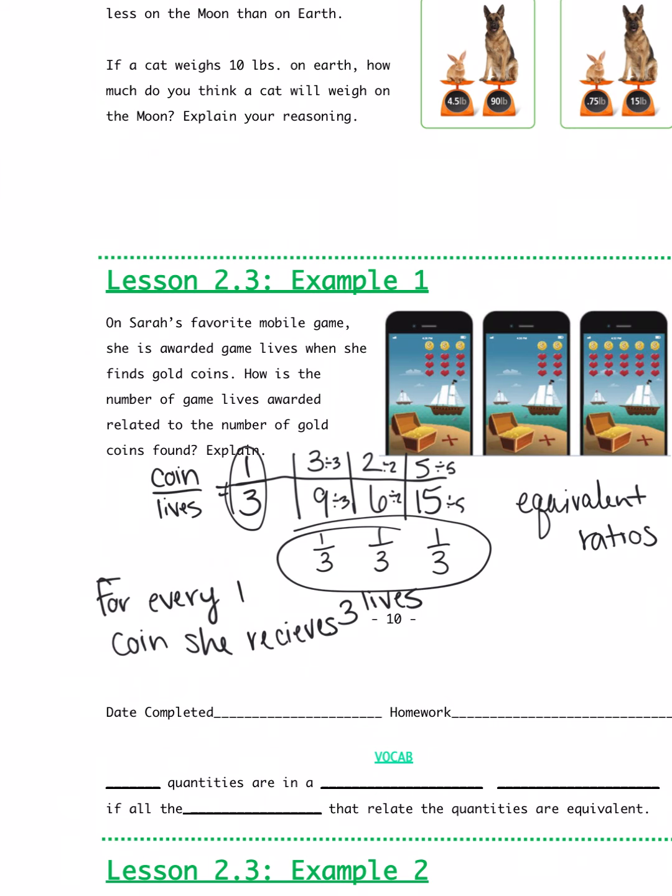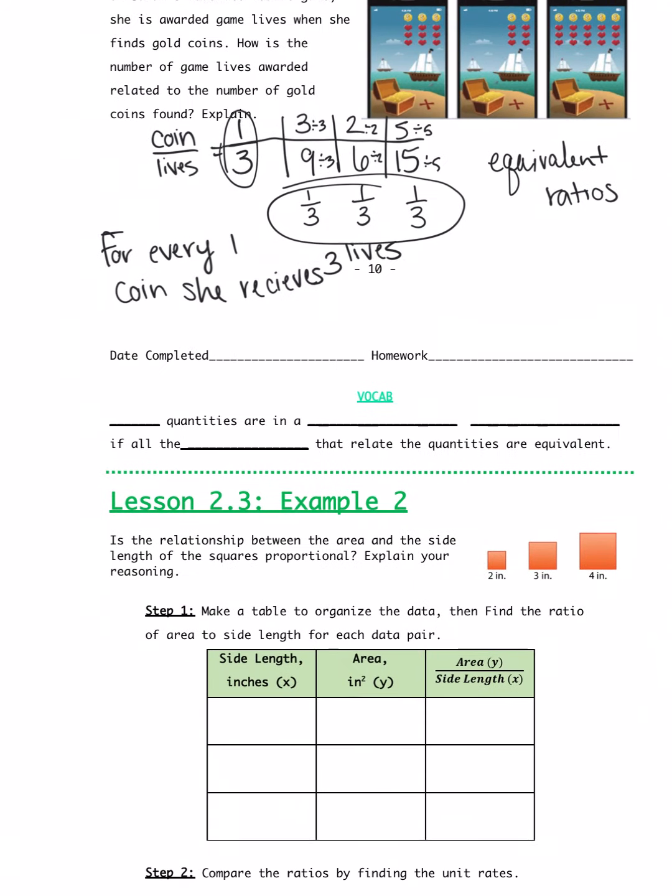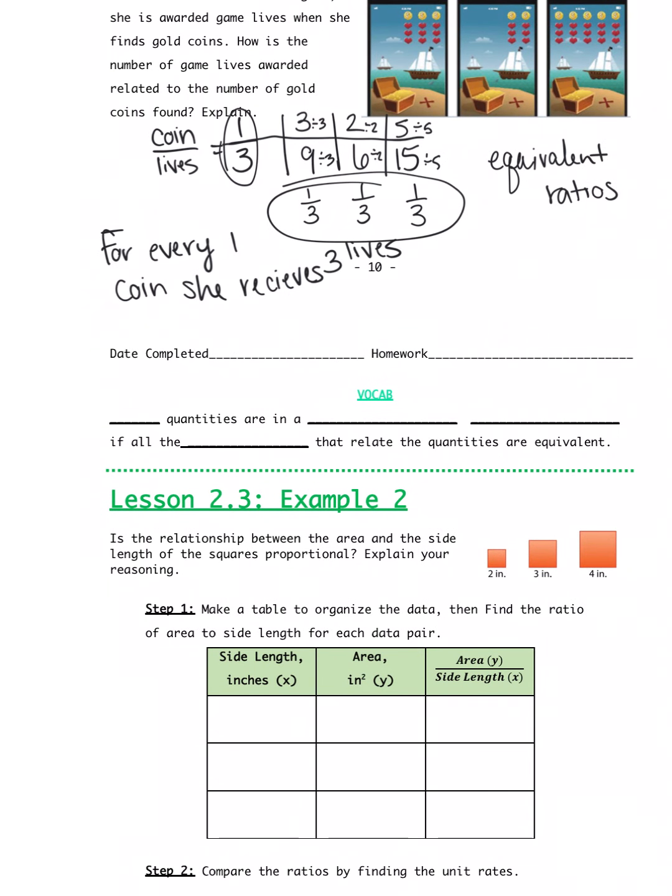So this is where we get those equivalent ratios, and this is how we can check if a relationship is proportional. The ratios have to be equivalent in order for it to be a proportional relationship. So let's go fill out our vocabulary on page 11. It says blank quantities are in a blank blank if all the blank that relates to the quantities are equivalent.